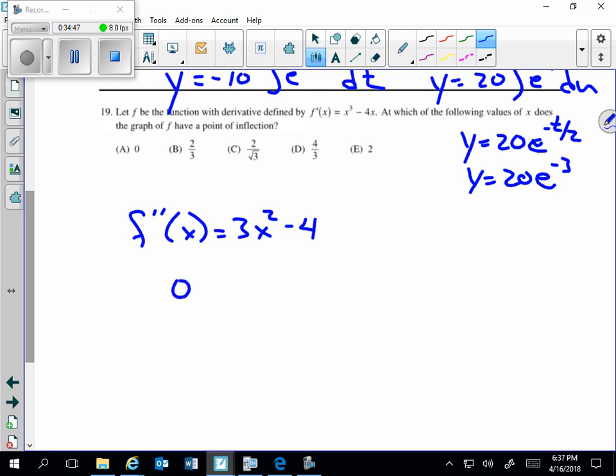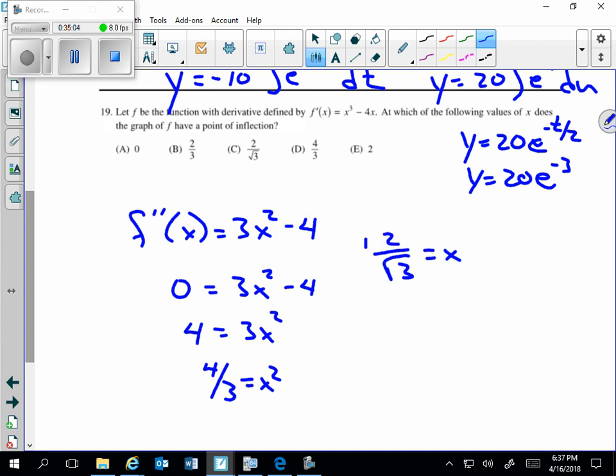add 4, sorry, I skipped a step, add 4, divide by 3, square root. So it looks like letter C is the only one. There is no negative. So we're good. That was a nice quick one. Number 20.